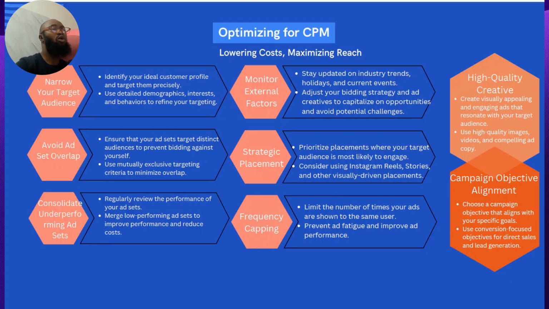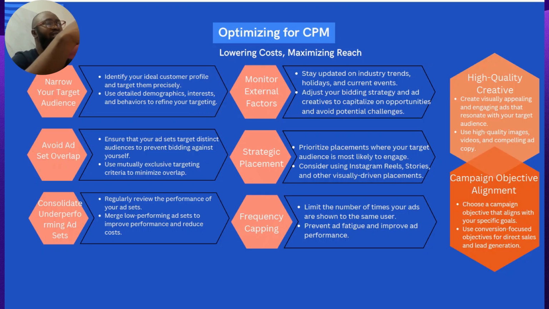Now, talking about how to optimize your cost per mile. So the focus of cost per mile is to actually get to that point where you are going to be lowering how much you are spending in terms of cost, and also maximizing the number of people you are reaching. So there are about 8 things that you can do to improve this cost per mile. The first one is to narrow your target audience. By narrowing your target audience, it means to identify your ideal customer and target them precisely.